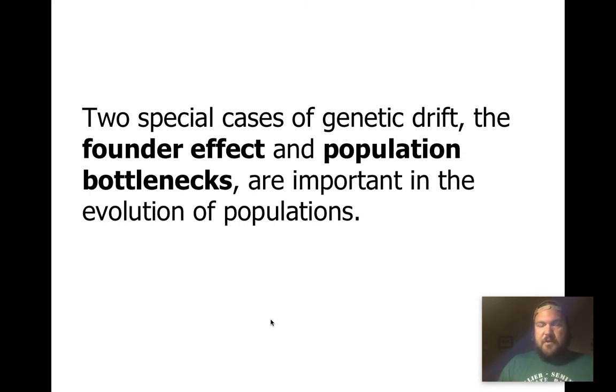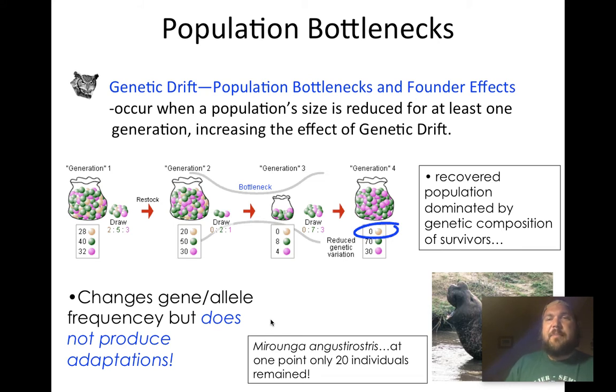In the real world, the 2 cases of genetic drift that we frequently observe are called founder effects and population bottlenecks. And bottlenecks are what happens when populations get really small and near extinction, and then something random happens that causes a reduction in genetic variation. So let's take a look at a population bottleneck right now. This animal that you can't really see because I'm blocking it is Mirounga angustirostris. It's a northern elephant seal. These things can get 15, 20 feet long, 10,000 pounds, just enormous animals.